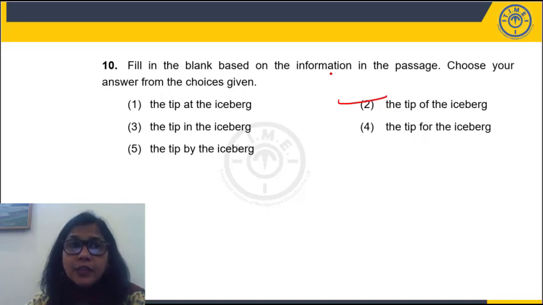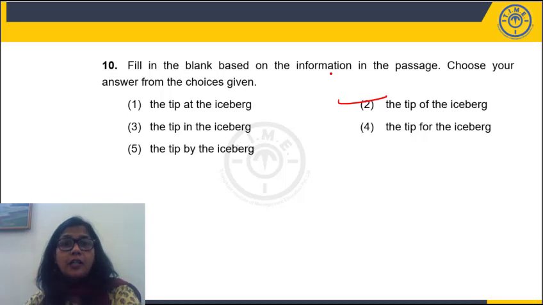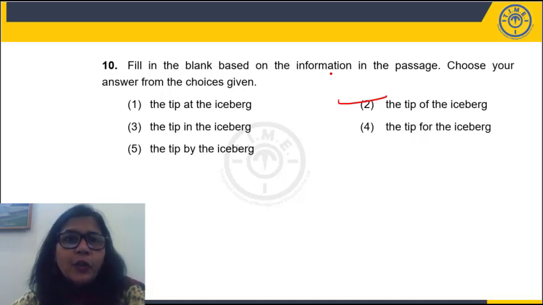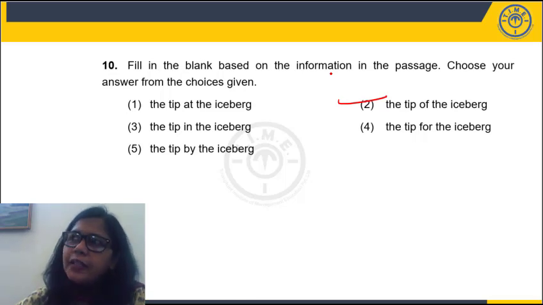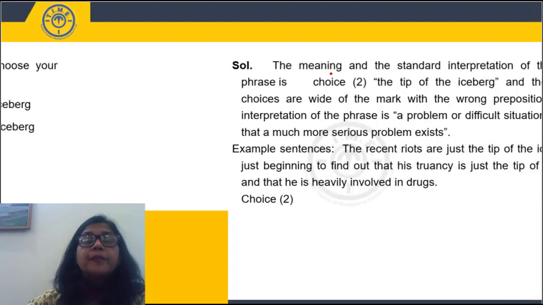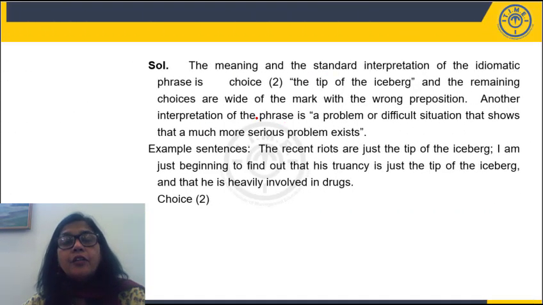Yes, this is a small part of a much larger and more complex part, and it is almost always used in the negative sense, right? That means much darker issues are there which are not yet known. In fact, interestingly, there is an iceberg theory. There's iceberg personality. So when you say iceberg personality, that means you don't know much about that person. Most of it is not known to others, right? All right. The meaning and standard interpretation of this idiomatic phrase would be the tip of the iceberg.